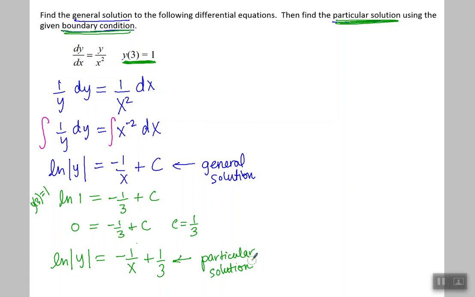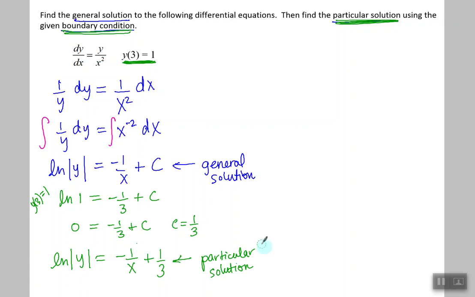Technically, I'm done with this problem, but it's important to explore different ways that you could see or could write the solutions. So for the particular solution, we can do a lot with this because of the natural log, and we can even solve for y. If I have the natural log over here, to get the y by itself, I can exponentiate both sides.